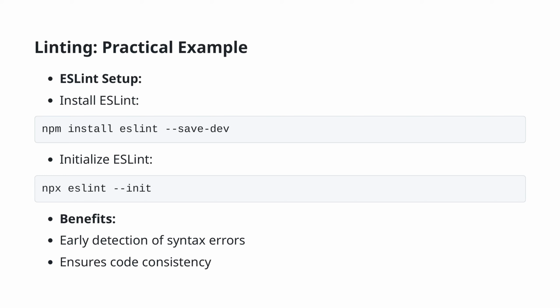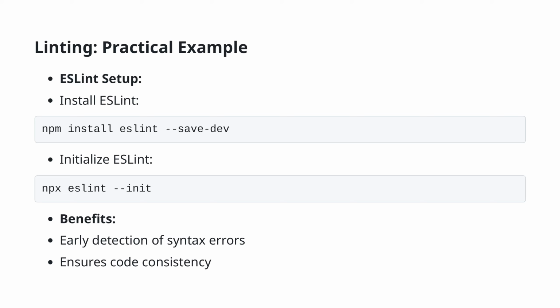After installing ESLint, the next step is to initialize it. You can do this by executing npx eslint --init. This command will guide you through a series of prompts to configure ESLint according to your project's needs, including setting up coding standards and rules.